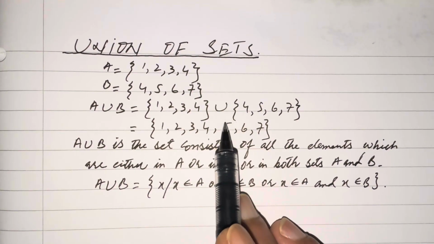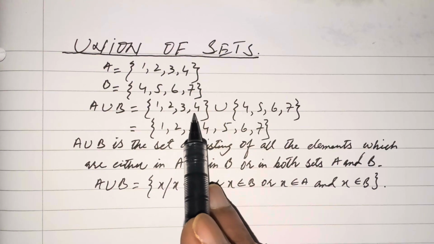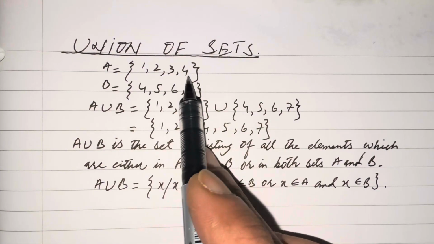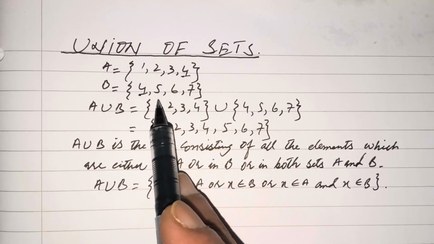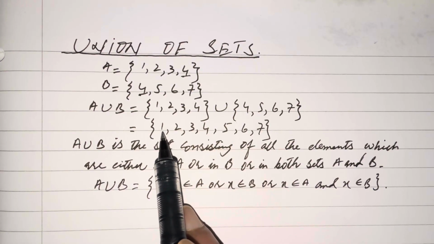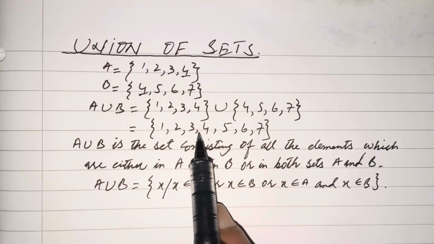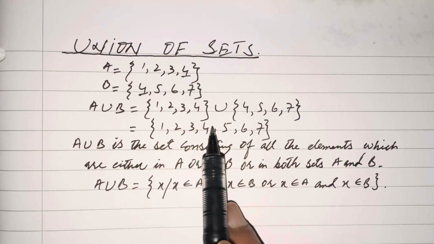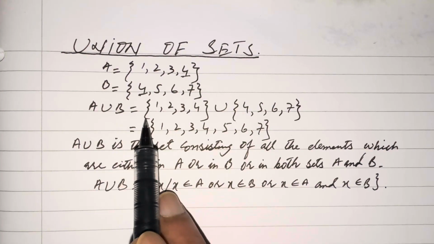One thing you have to remember: there isn't any repetition in sets. The number 4 is given twice, in A and in B. If you see, the number 4 is given in both sets, but we have to write it only once in A union B. So A union B consists of all the elements of A and B, but there shouldn't be any repetition of any number in the set. So 4 will be written once, and then the rest of the elements can be written as 5, 6, and 7.